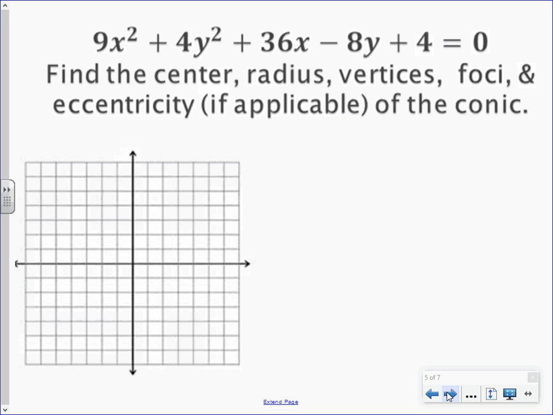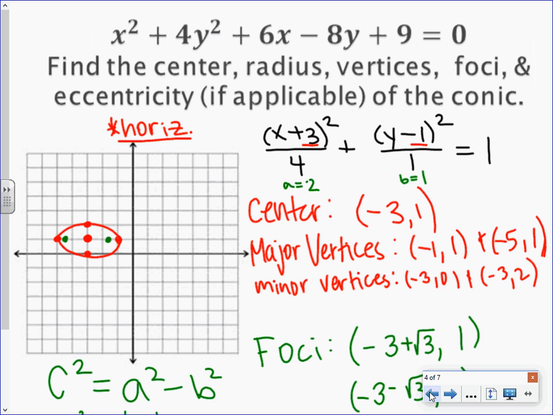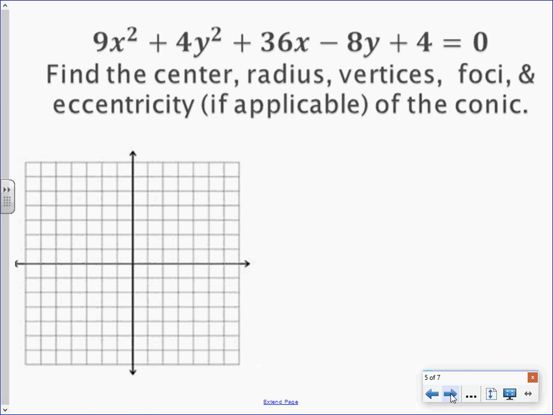Okay, if this was 9x squared and 9y squared, it would be a circle if those are the same, but since they're different, we know we'll have an ellipse shape. Now, if we want to get it into standard form, we want it to look like this right here. It doesn't, which means we get to complete the square how many times? Twice. Once for x, once for y.